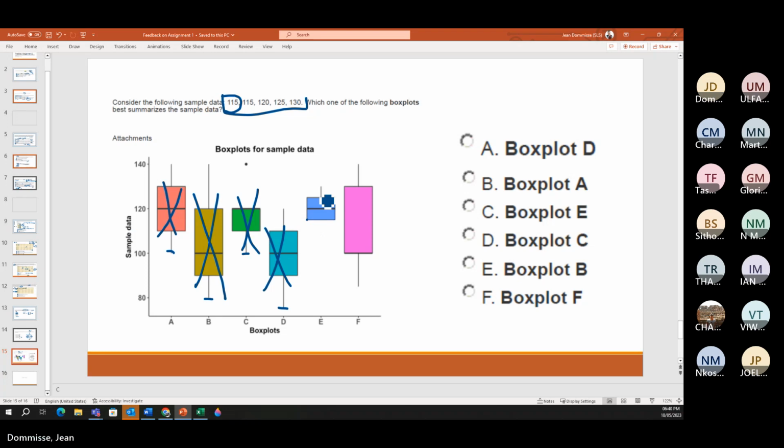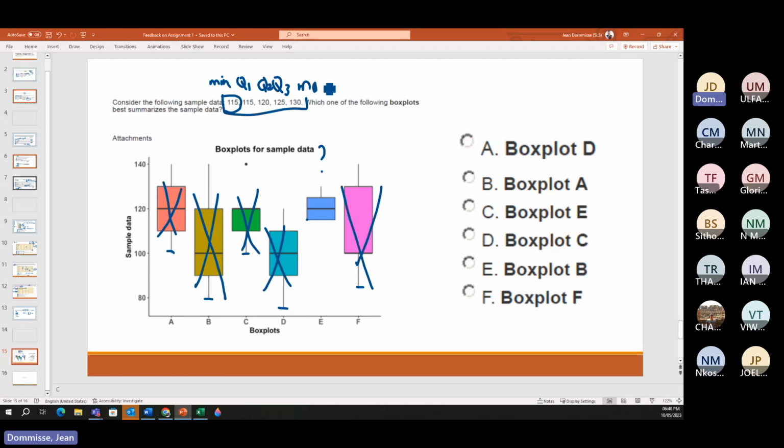115 might be. 115 can't be. Okay, so we actually only have this one left, but let's look at this: a minimum, Q1, Q2, Q3, and max. There it goes again and comes back.